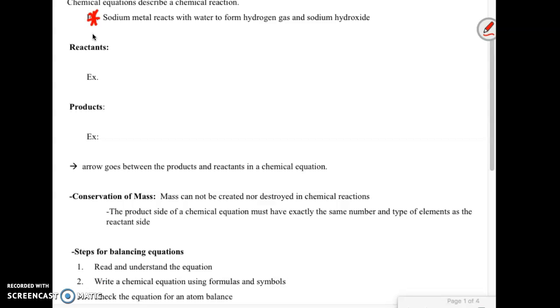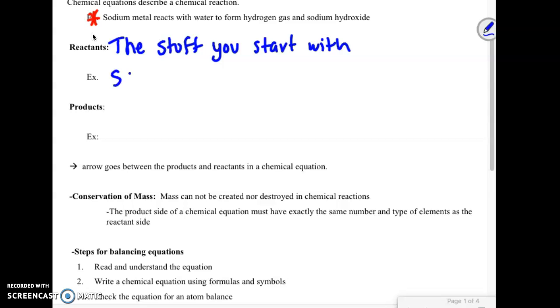Okay, so a reactant, and maybe you should have already gotten this from your notes, reactants are the things we start with. So it's the stuff you start with. In this example, the things that we're starting with are the sodium metal and the water.